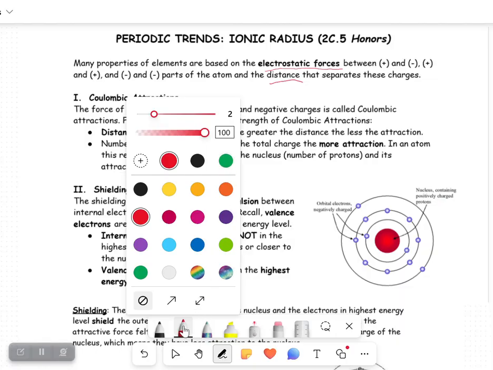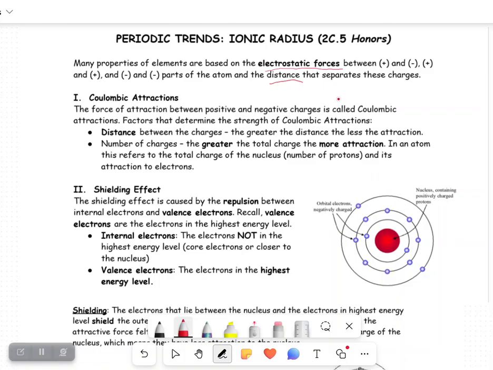Okay, let me get rid of that. So these are called Coulombic attractions, and they're named after a scientist named Coulomb, and he came up with an equation that talks about the electrostatic force, so force electric, between two charges is related to the mass of those two charges. So let's say we have the mass of charge 1 and then the mass of charge 2. And that is inversely proportional to the distance squared in between them.